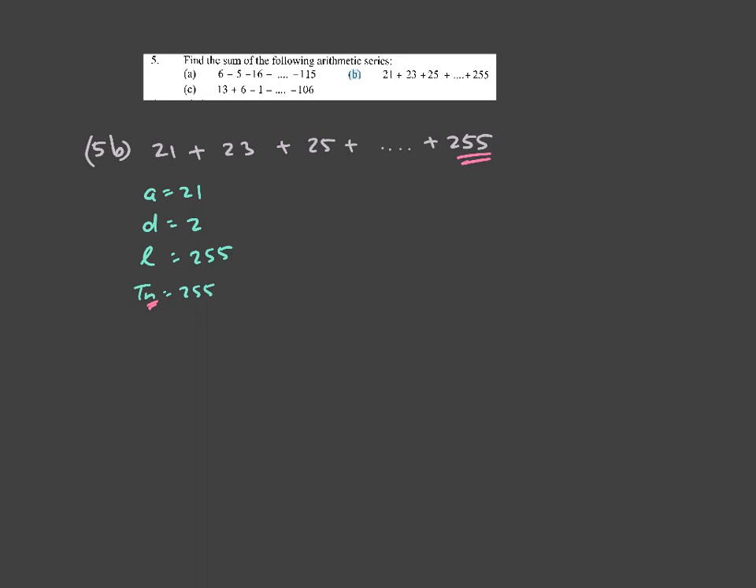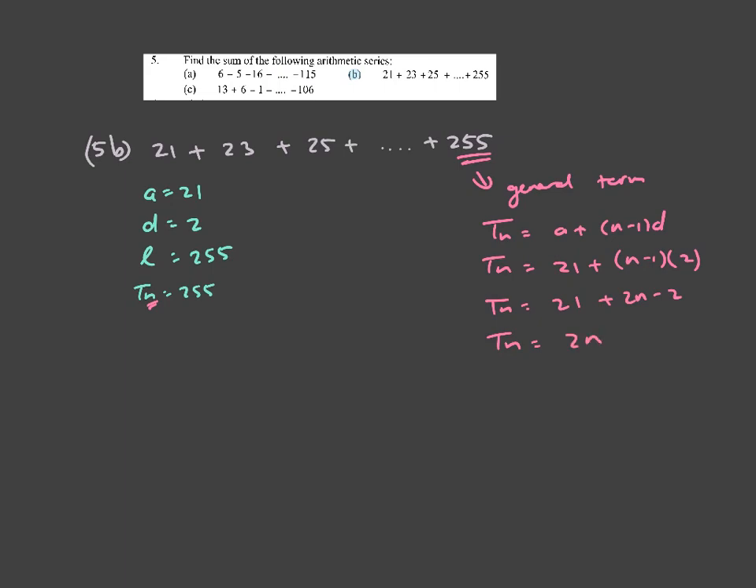The first thing we need to find, which term has got a certain value, is the general term. So Tn is equal to a plus (n minus 1)d. So Tn is equal to a, which is 21, plus (n minus 1), and the difference is equal to 2. So Tn is equal to 21 plus 2n minus 2. So Tn is equal to 2n plus 19.